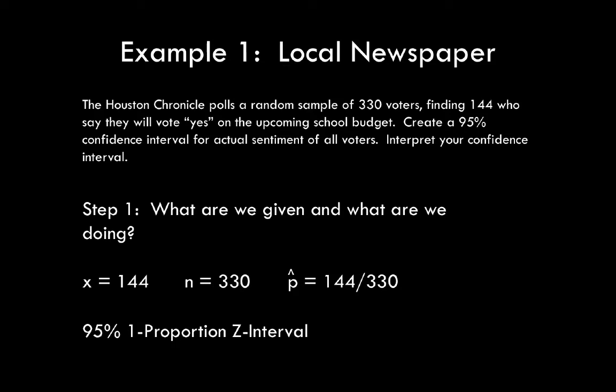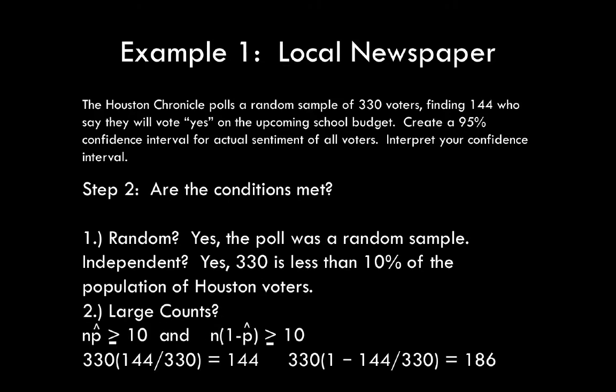Specifically, we have 1 proportion that we're interested in. So it is a 1 proportion z interval. Anytime we deal with proportions, it's going to be a z interval, and I'll explain where the z comes from momentarily. Step 2, are the conditions met?